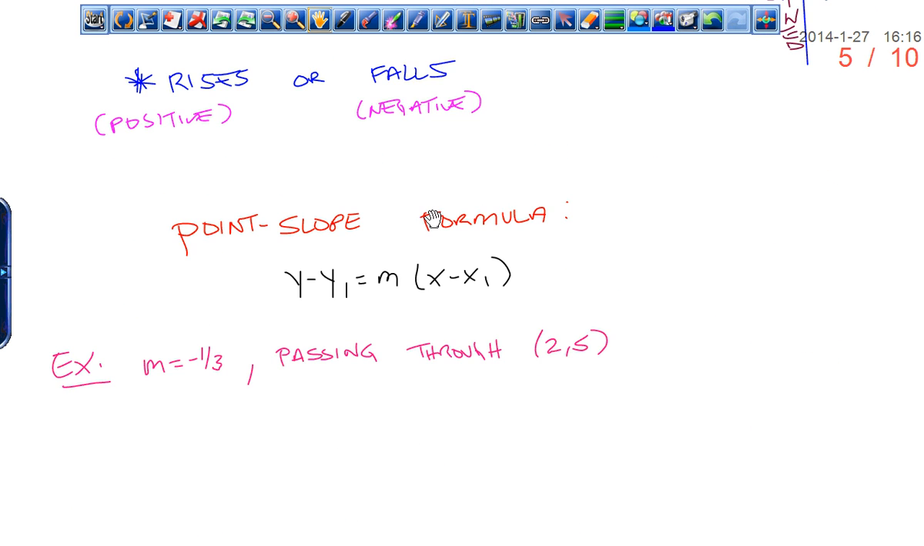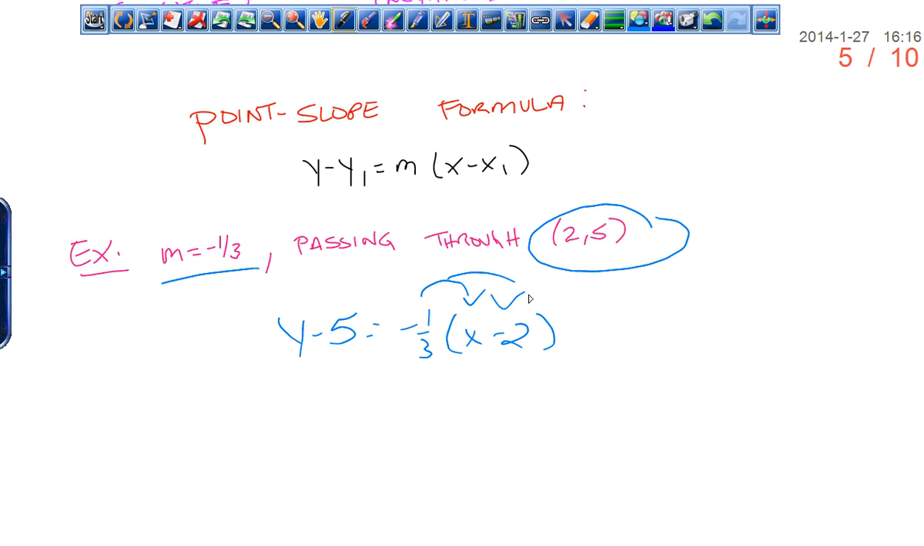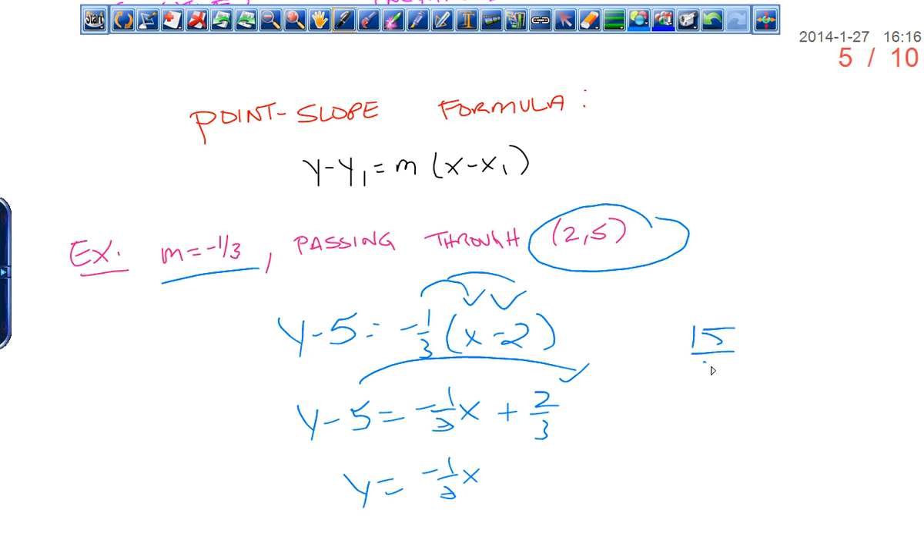The last thing is the point-slope formula, and that's if you're given a point and the slope. So y minus 5 equals negative 1/3 times (x minus 2). Then, distributing, y minus 5 equals negative 1/3 x plus 2/3. And then the last thing is we're going to move 5 over here. So I get y equals negative 1/3 x. Find a common denominator. This is going to be 15/3 plus 2/3, which would be 17/3.